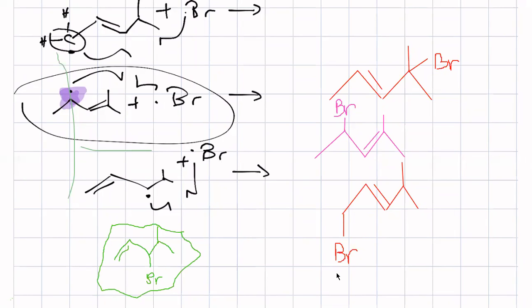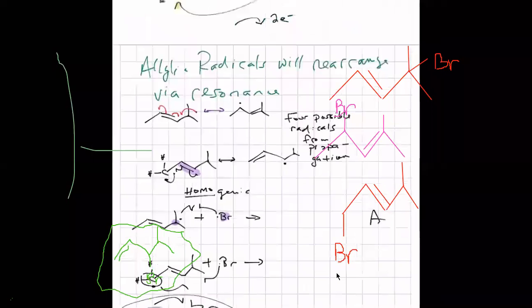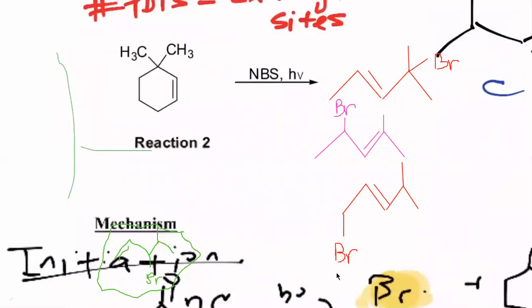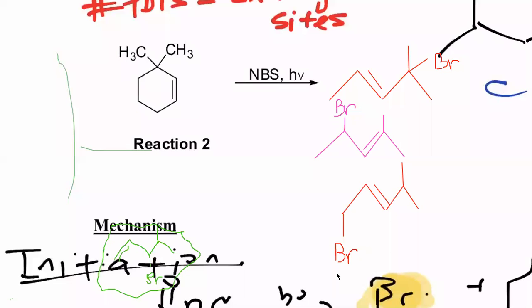So let me go up to this other example because I want you to do this one on your own. And if you bring it tonight to recitation, then we can work through it. Look at reaction two. We're doing the same exact thing in reaction two. How many allylic sites are there for that molecule?